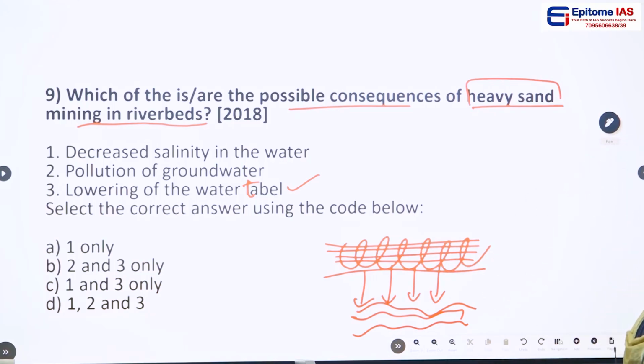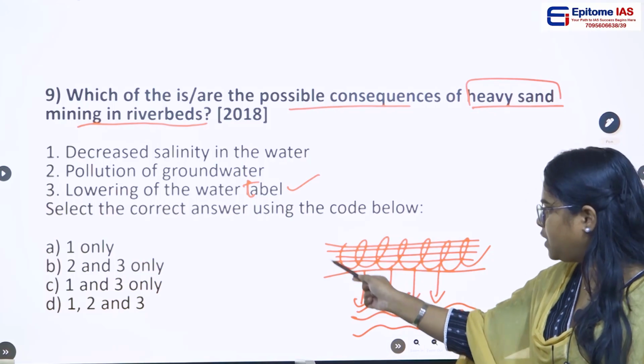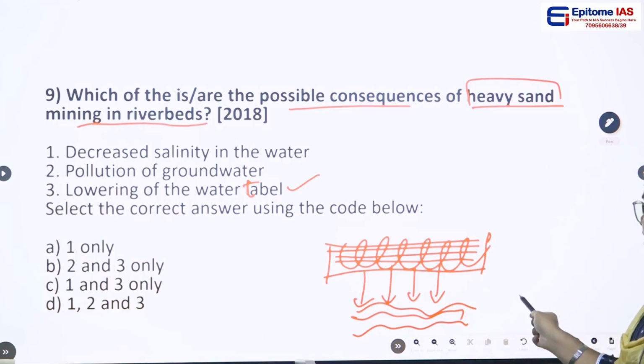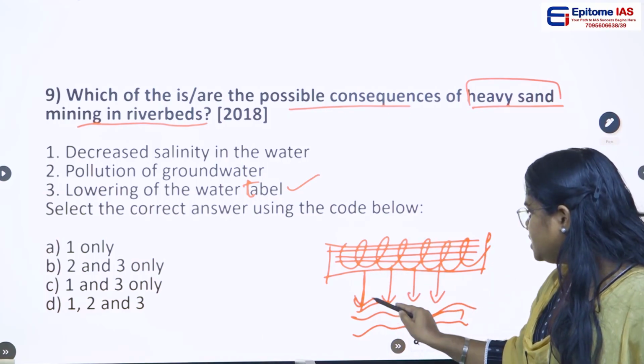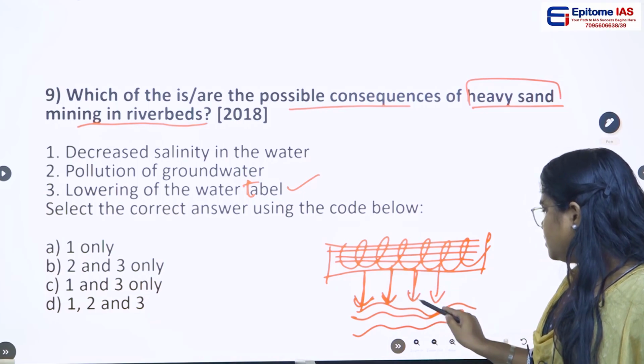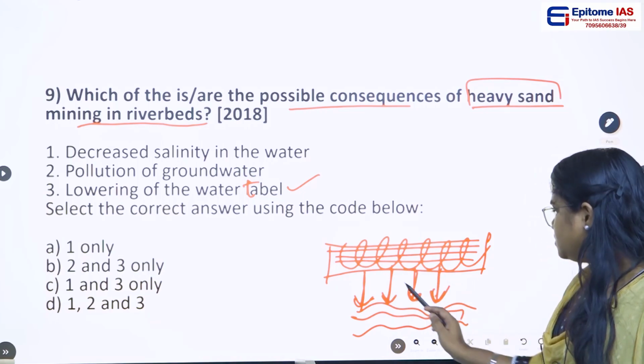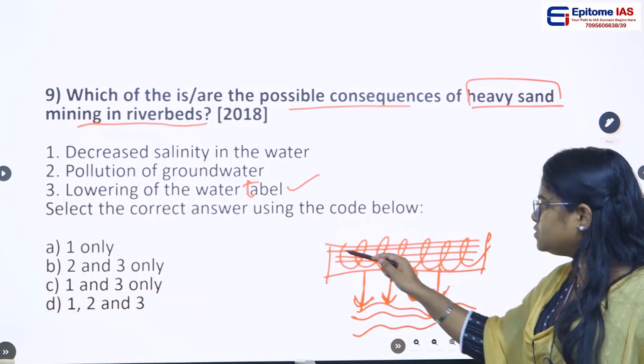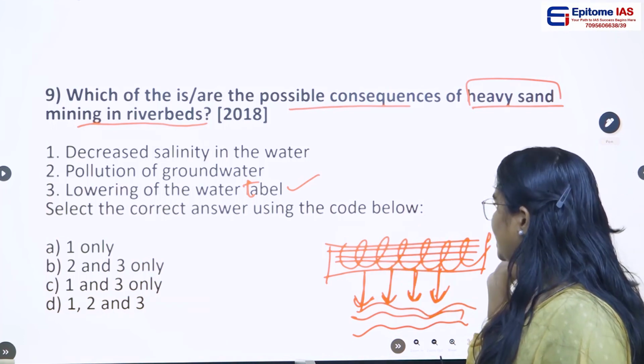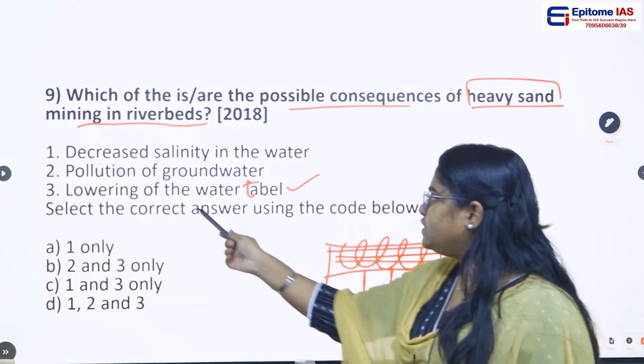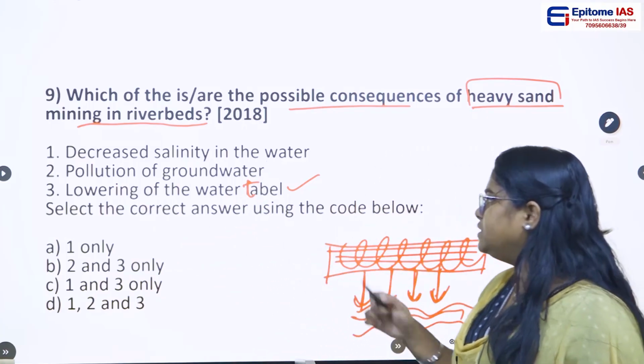sand, then what will happen? Its purpose is gone. It's not there. So it is actually helping in the refill and maintaining of the groundwater. This is not happening when you remove the sand from the river. So yes, it will lead to lowering of the water table.